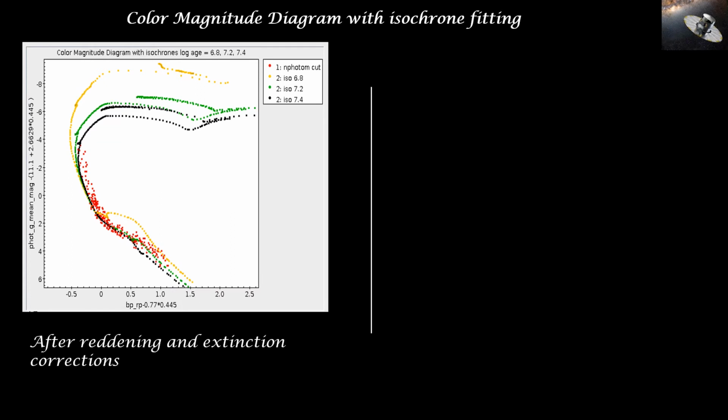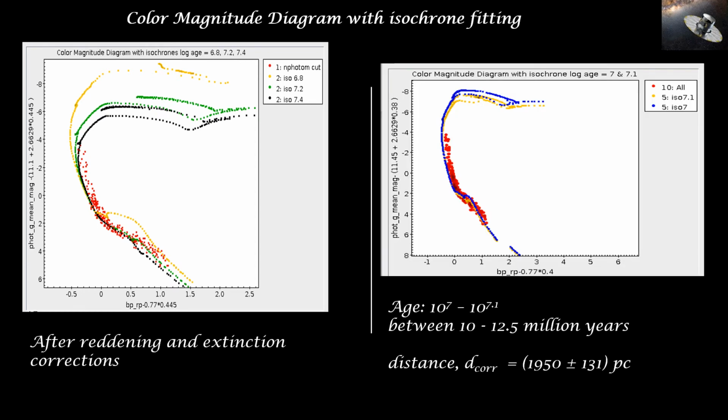This plot shows the color magnitude diagram with three different isochrones of log age 6.8, 7.2 and 7.4. The next plot shows that isochrones of log age between 7 and 7.1 would be the best fit to the cluster data. Hence, the age of the cluster NGC 3293 is found to be between 10 and 12.5 million years, and it is at a distance of 1,950 plus minus 131 parsec.